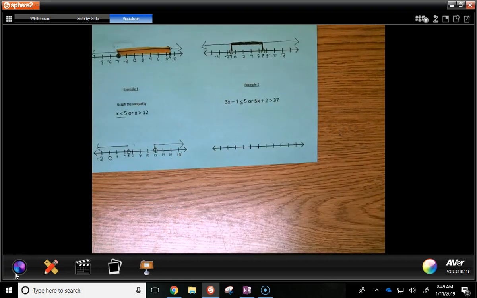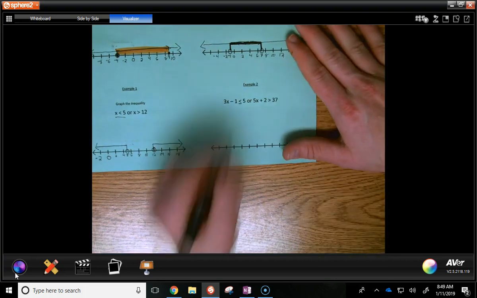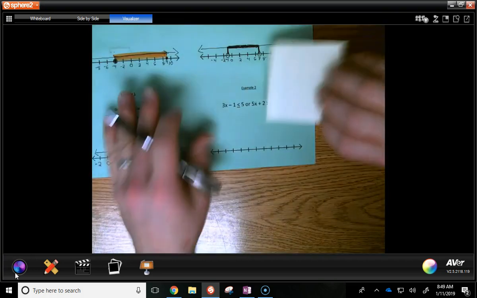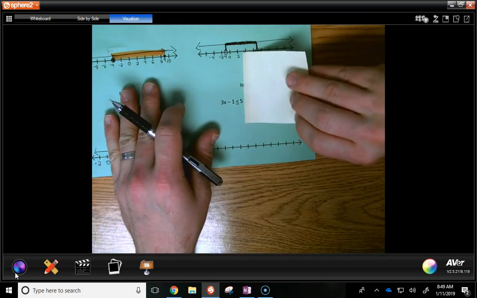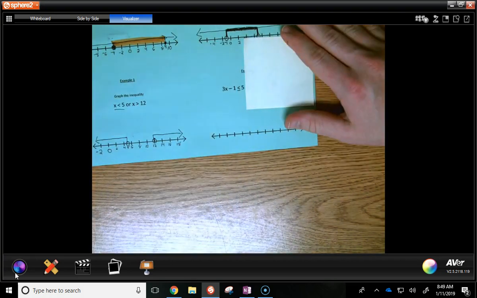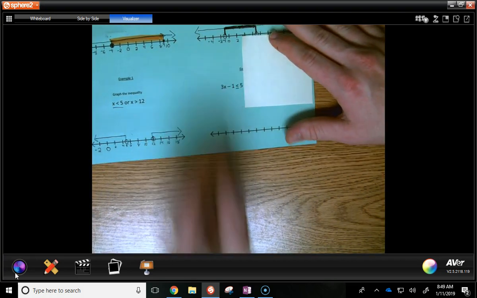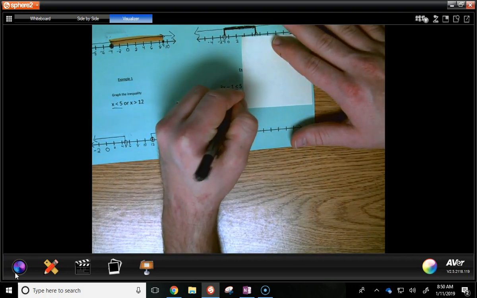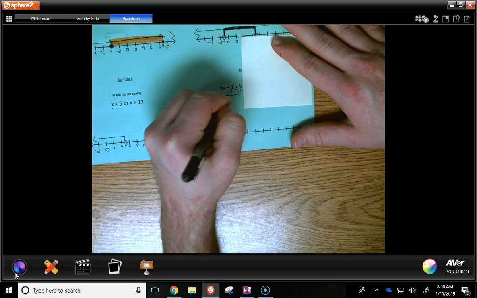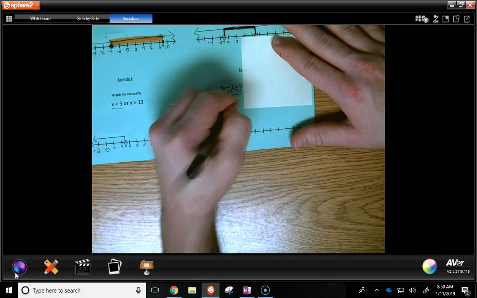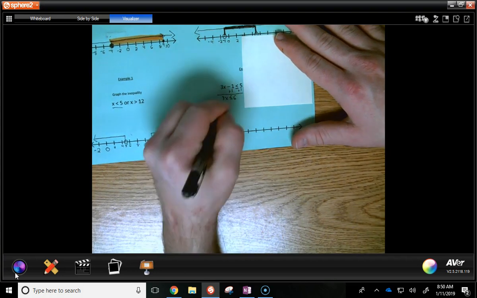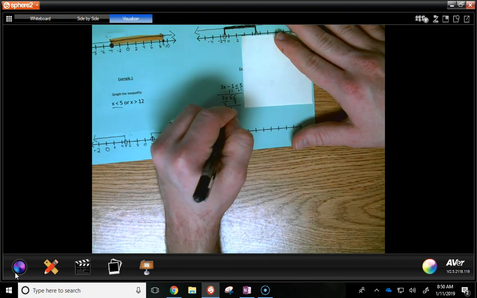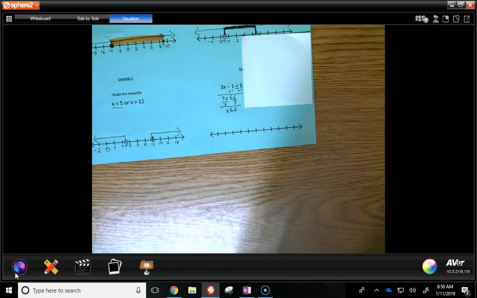3x minus 1 is less than or equal to 5. I want to solve that equation. I'm going to forget about the other equation for now. It does not matter to me. So I'm going to solve 3x minus 1 is less than or equal to 5. You add 1. 3x is less than or equal to 6. Divide by 3. X is less than or equal to 2.